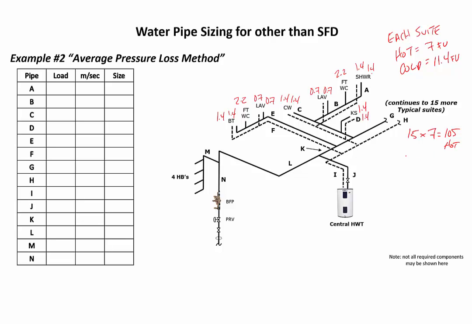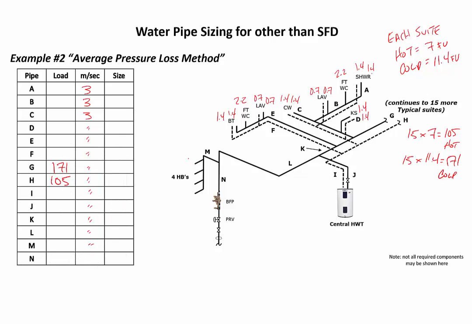And the cold would be 15 suites times 11.4, 171. H, we could say, is 105, and G we can say is 171. All of these will be at a 3 meter per second velocity. Okay, and then we can look at some of the remaining loads here.